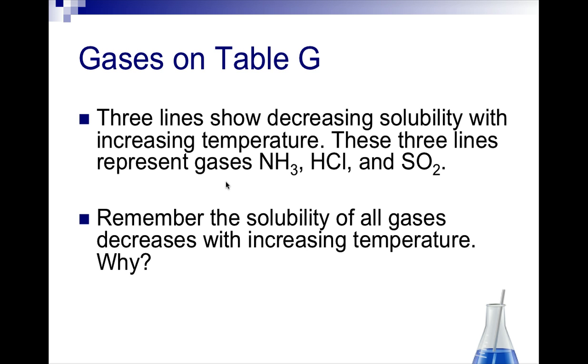So the gases on Table G, 3 lines show decreasing solubility with increasing temperature. These 3 lines represent gases. It's ammonia, hydrochloric acid, and sulfur dioxide. Remember, the solubility of all gases decreases with increasing temperature, and remember why. We did that with the last unit.